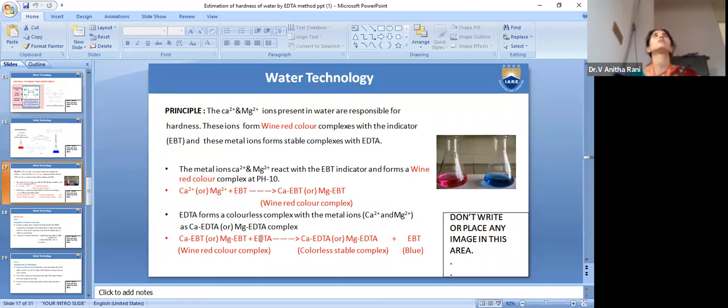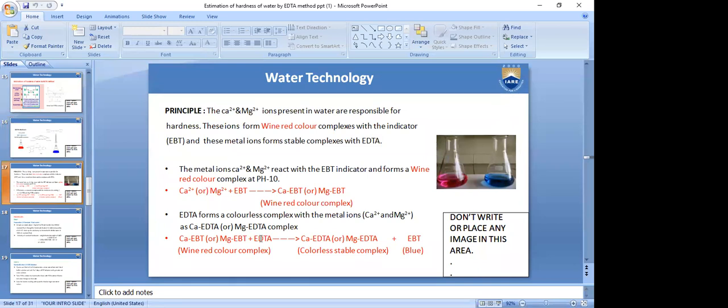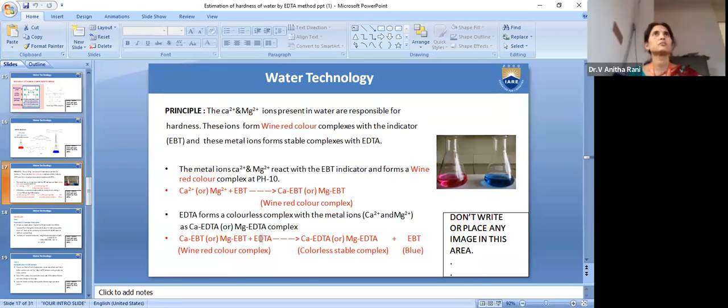Yes, ma'am. What we have taken first in conical flask? Just principle only. So we didn't discuss. First, we have to discuss the procedure also. We'll discuss afterwards. First, tell me what is the principle, what we are taking here.